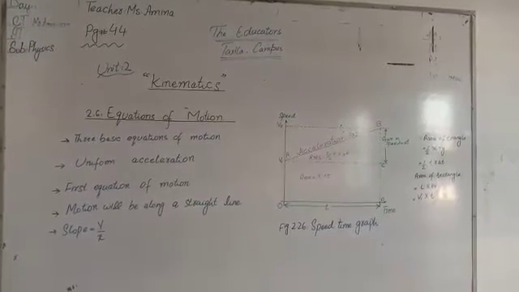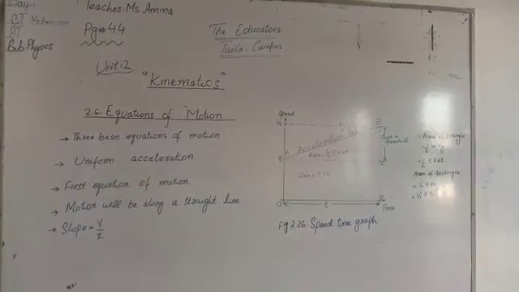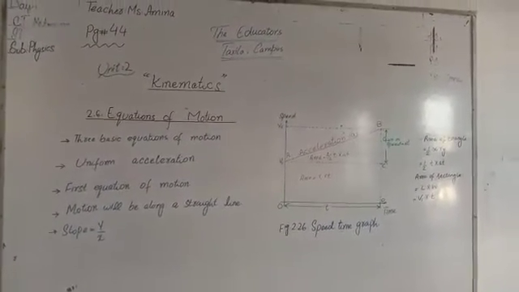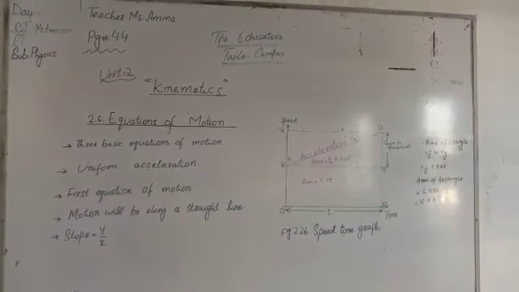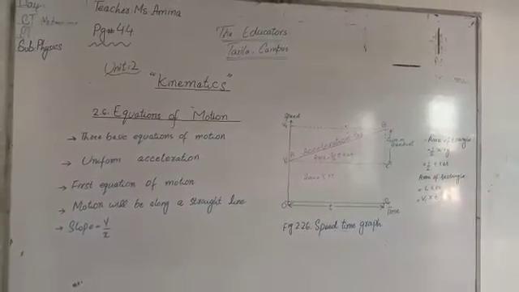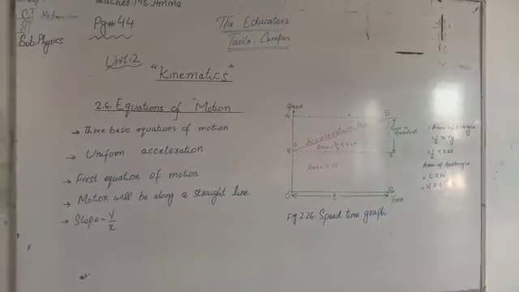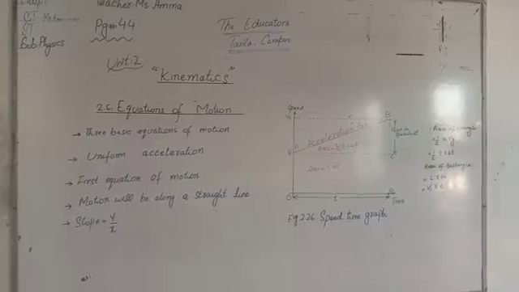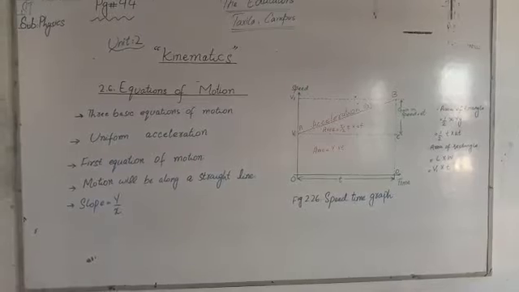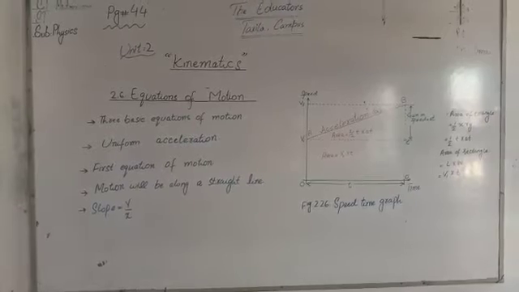In today's lecture we will revise our topic 2.6, equations of motion, of unit 2, kinematics, on page number 44. There are three basic equations of motion for bodies moving with a uniform acceleration. Uniform acceleration is when a body has equal changes in velocity in equal intervals of time, however short the interval may be. These equations relate initial velocity, final velocity, acceleration, time, and distance covered by a moving body.